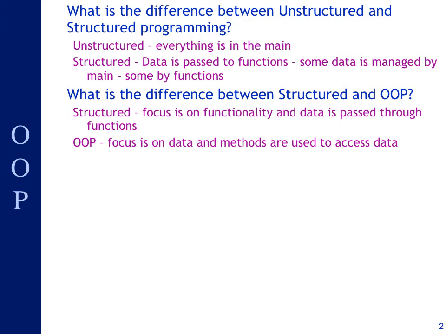So what's the difference between structured programming and object-oriented programming? In structured programming, the functionality is primary, and the data is passed through the functions back and forth. In object-oriented programming, on the other hand, we focus on the data and we create methods to access that data. So the data is not passed around; the objects have full control of the data, and it's not passed back and forth like the functions do.